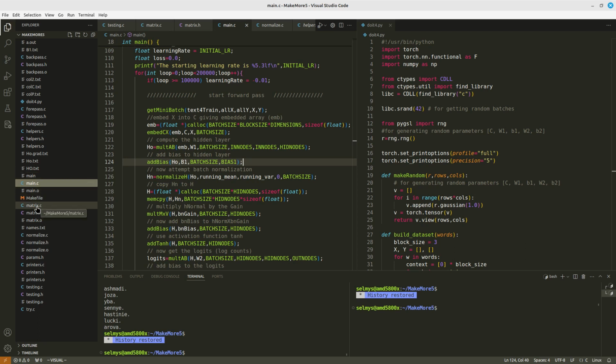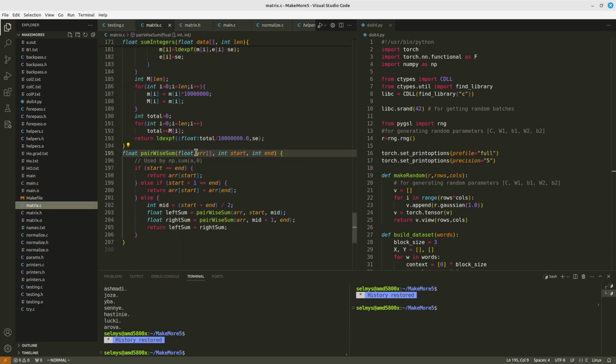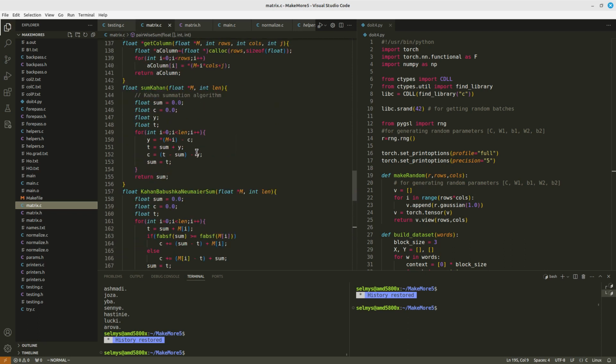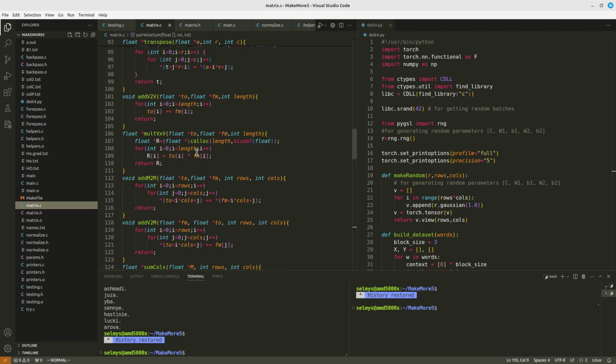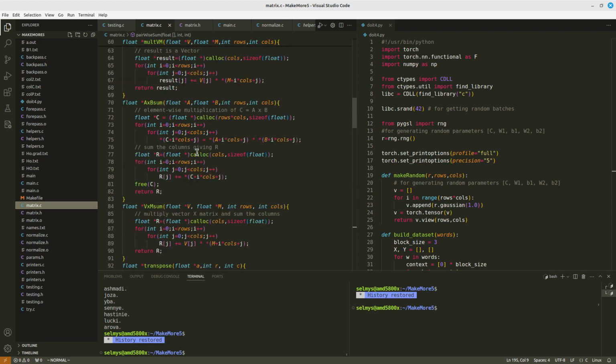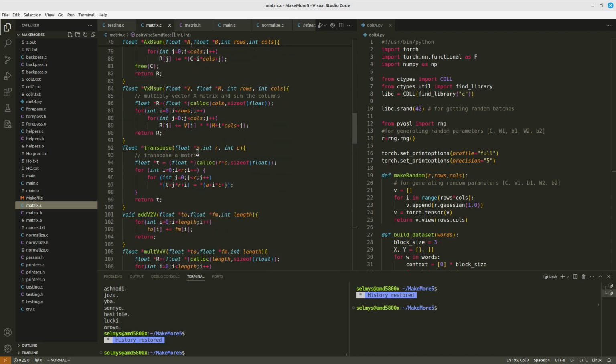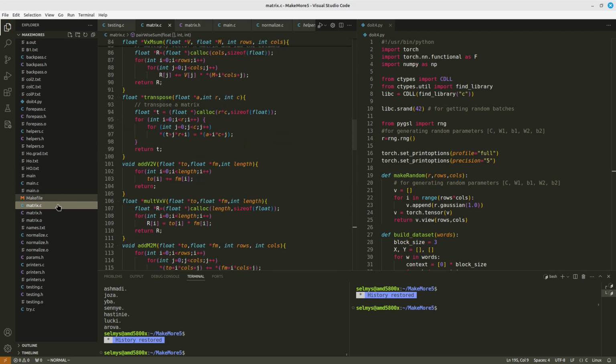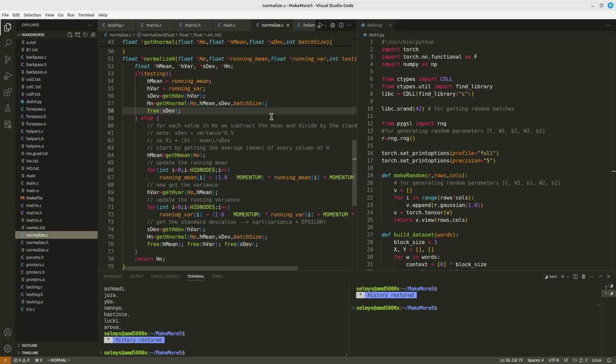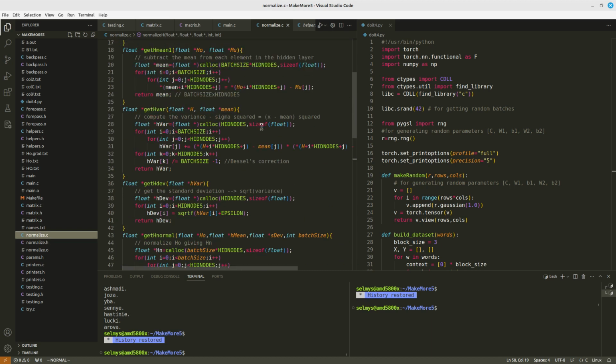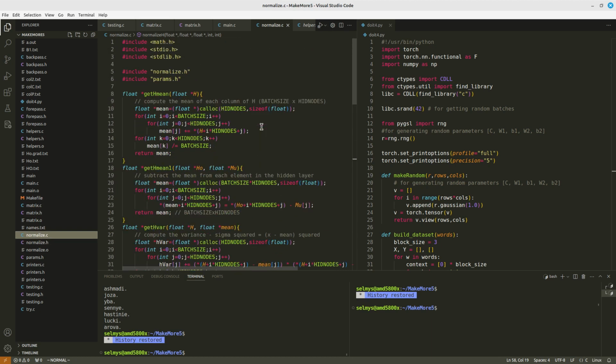I also have a matrix C program here that has all kinds of matrix functions that I use, all handwritten stuff. And I also have normalize. This is all the functions I need to do the normalization.